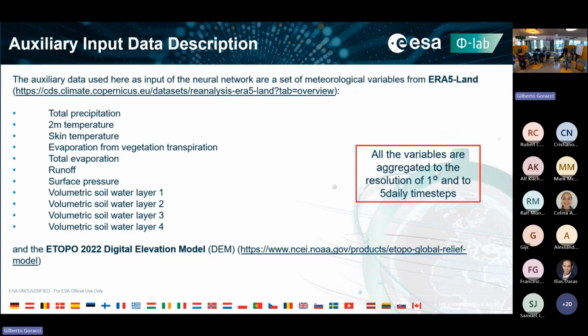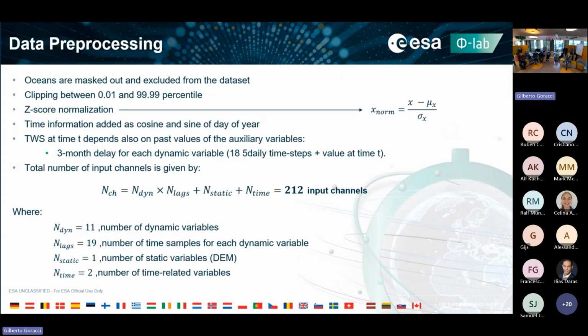Of course, these data are provided in a much higher resolution than what we need. For example, ERA5 comes at 0.1 degrees and at hourly samples. So we have to aggregate them both temporally and spatially in order to have products of 1 degree spatial resolution and 5 daily frequency. Then we have some pre-processing to do. First, we masked out the oceans because our simulations do not comprehend the oceanic region, so we don't want to give that information to the neural network. We masked out the ocean and considered only the land. Then we remove outliers and normalize the data.